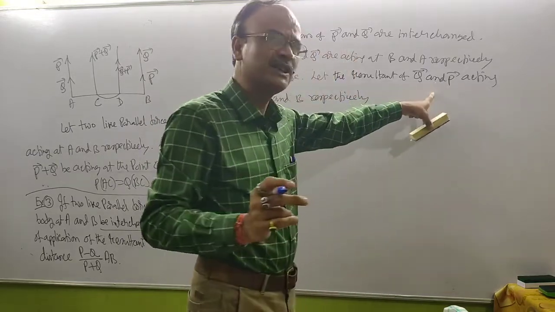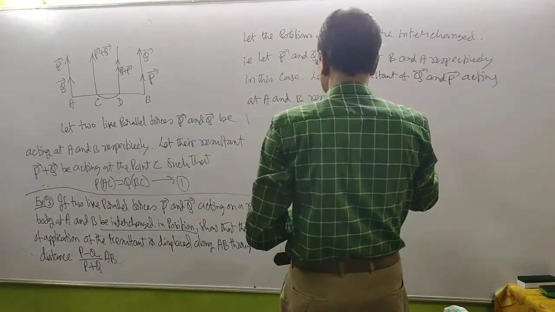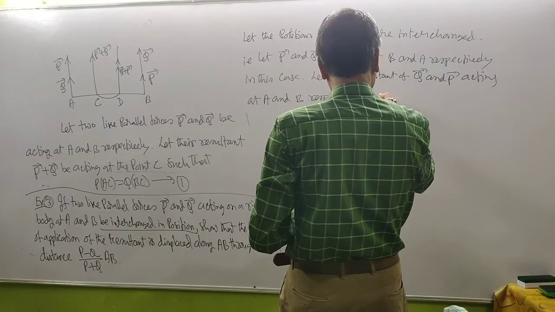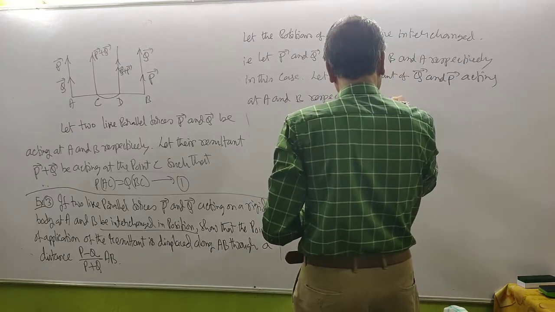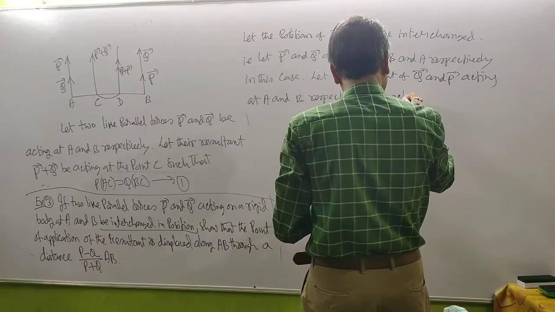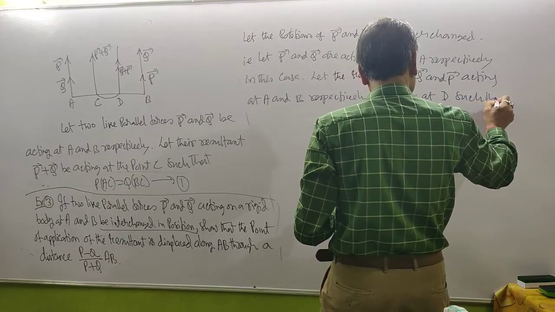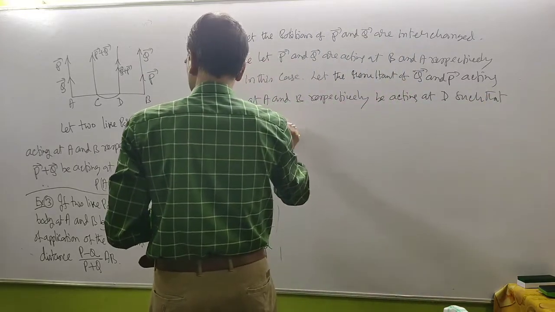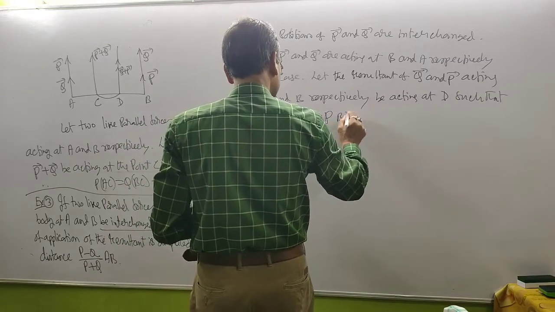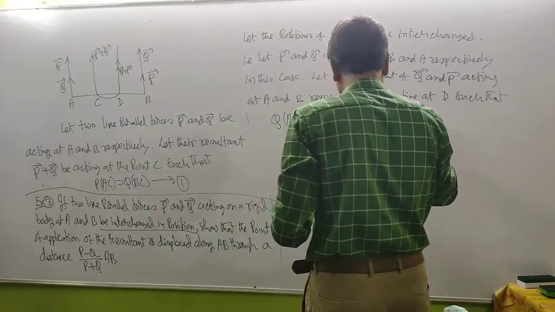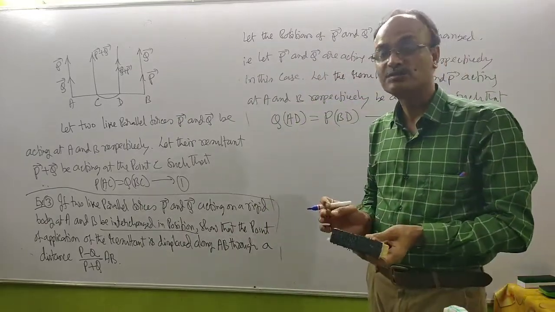The resultant of Q and P is definitely Q plus P, the resultant of two like parallel forces at A and B respectively. Let the resultant be acting at D such that Q into AD equal to P into BD. This time Q into AD equal to P into BD. Interchange their positions. Now we have to find the value of CD.